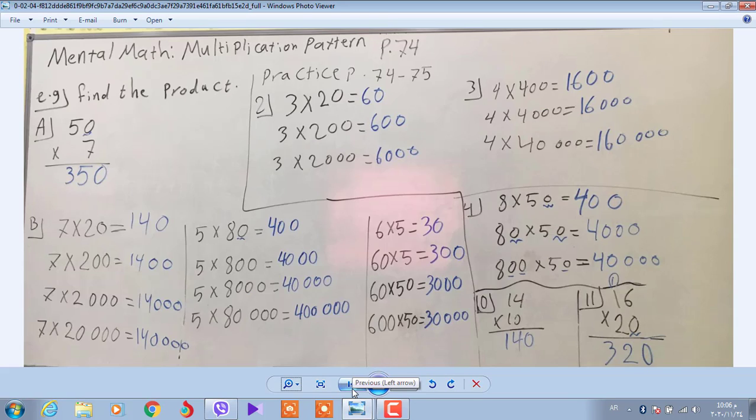Now we are studying mental math multiplication patterns. This is lesson 5 in chapter 4 at page 74, students. For example, I tell you find the product. We need to find the product. If, for example, I give you 50 times 7 equals what?